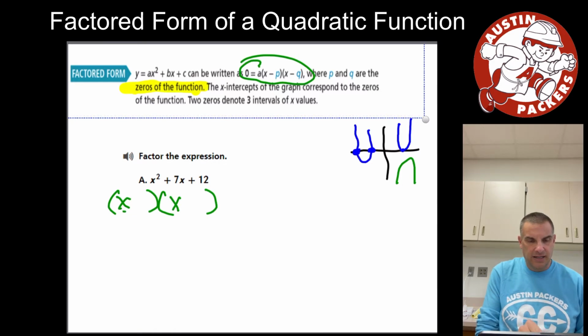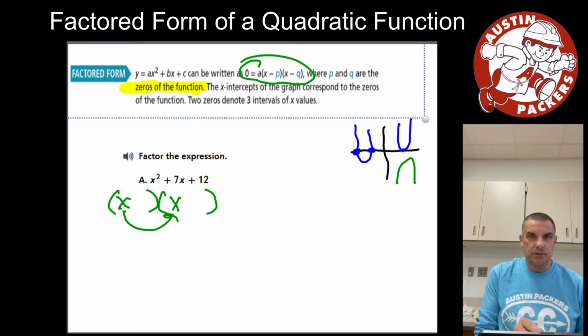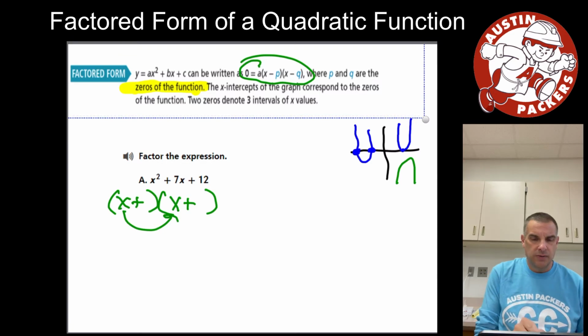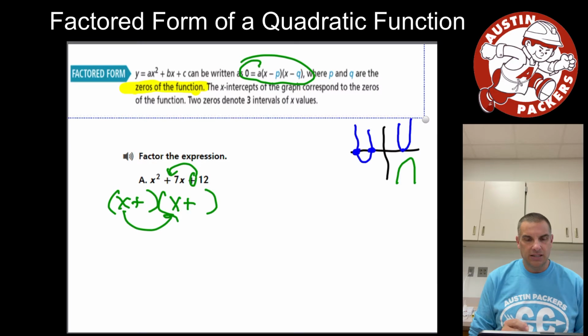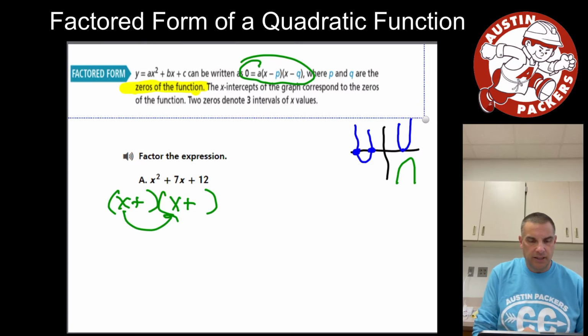X times x, if I do that, x times x is x squared. The next thing that you can look at is the symbols. You look at the last symbol. If the last symbol is a plus, both of these are going to take on the symbol that's with your second term. So since we have a plus here, and that's a plus as well, both of my terms in this case have to be plus.